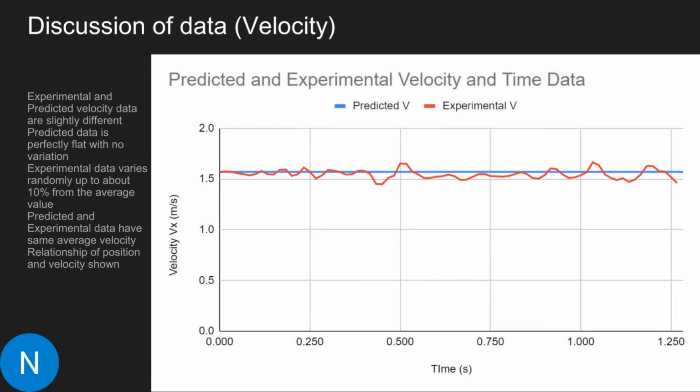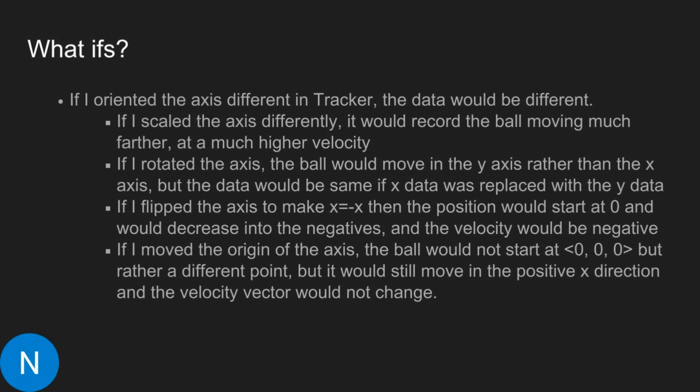Here is the velocity versus time graph for the predicted and the experimental data. The predicted is perfectly linear because it is predicted to have constant velocity because it is constant motion, while the experimental data varies a little bit, but no more than 10%. That is just because of an error in the Tracker app. If I oriented the axis different in Tracker, the data would be different. If I scaled the axis differently, it would record the ball moving much faster and much farther.